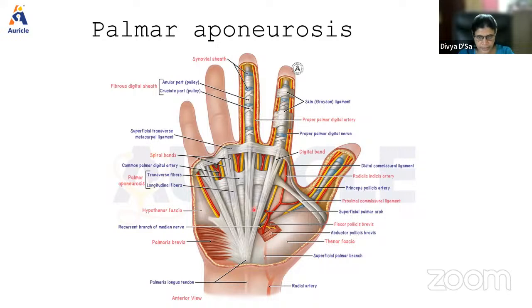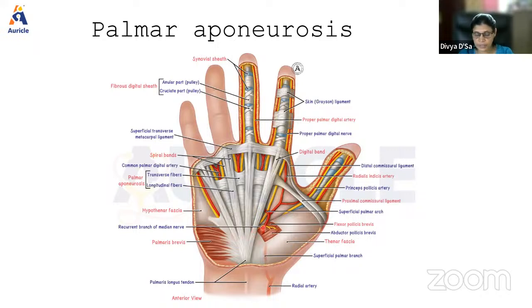Then the medial border. The medial border of the aponeurosis is continuous with the deep fascia covering the hypothenar muscles, and it also gives origin to the palmaris brevis muscle. This is the palmaris brevis. The lateral border of the aponeurosis is continuous with the deep fascia covering the thenar muscles. And from this edge only, the lateral palmar septum will extend inward, separating the thenar muscles from the mid-palmar space.